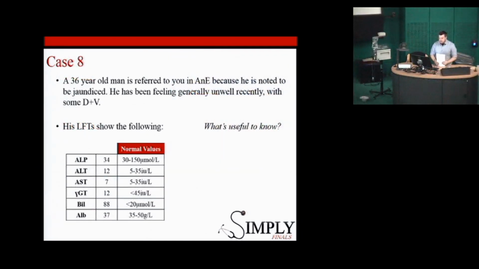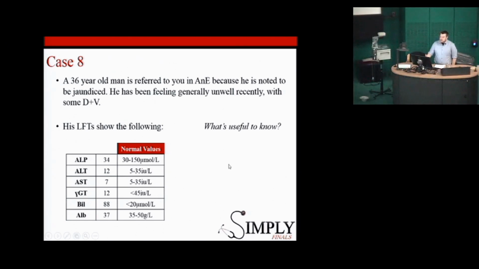A 36-year-old man is referred to you in A&E because he is noted to be jaundiced. He's been feeling generally unwell recently with some diarrhoea and vomiting. His LFTs show the following. So what are the abnormalities here? How can we describe that blood picture? So it's a hyperbilirubinaemia, and it's an isolated hyperbilirubinaemia. The rest of the values are completely normal.